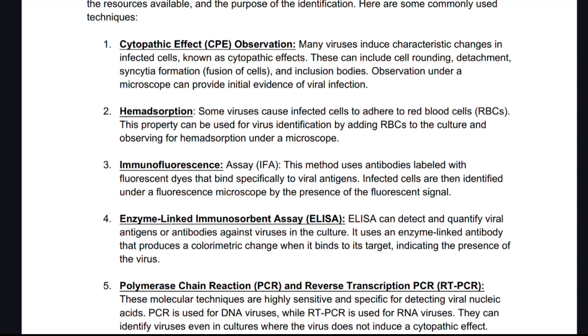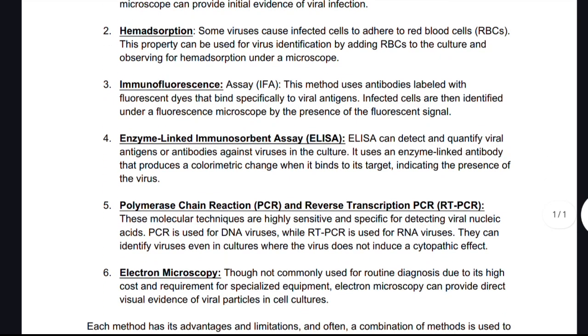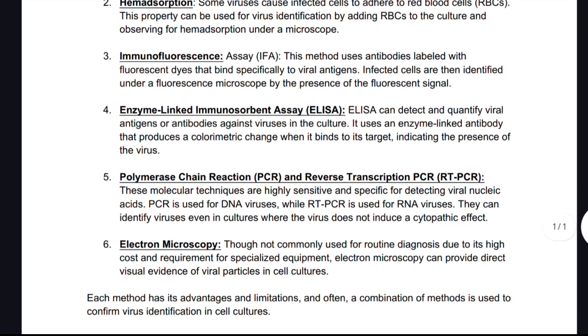Number one, cytopathic effect. Second one is heme absorption. Third is immunofluorescence, enzyme linked immunosorbent assay, polymerase chain reaction, and electron microscopy.